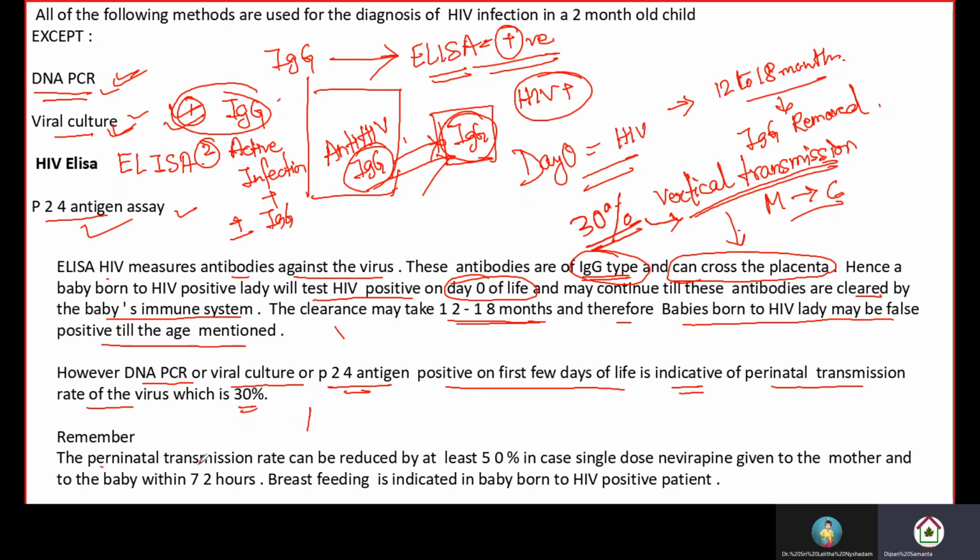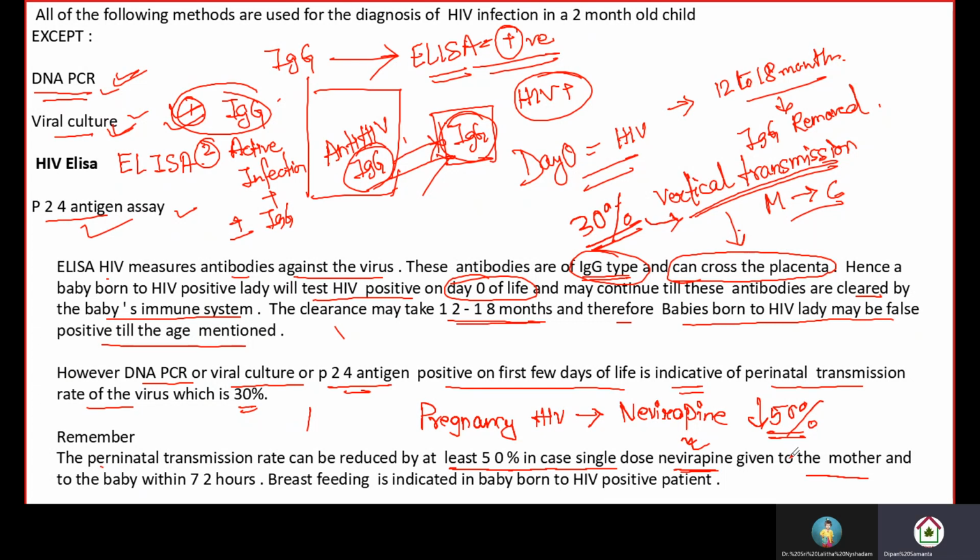Okay, so now the perinatal transmission rate can be reduced by at least 50% by a single dose of nevirapine given to the mother. When pregnancy comes in HIV positive mothers, which drug? Nevirapine. At that time only nevirapine has to be given. It reduces the chance of the baby getting HIV from the mother by 50%.